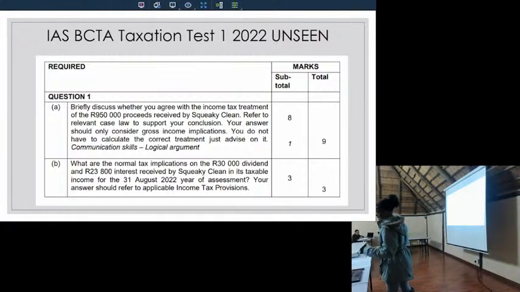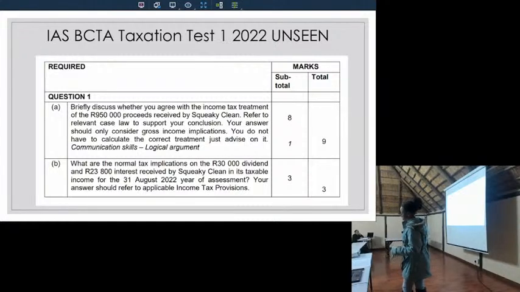First part, briefly discuss whether you agree with the income tax treatment of the 950,000 proceeds received by Squeaky Clean. So we already know who we are dealing with. We're dealing with a company. Well, we don't know yet. No, Squeaky Clean. So we know our taxpayer is Squeaky Clean, right?